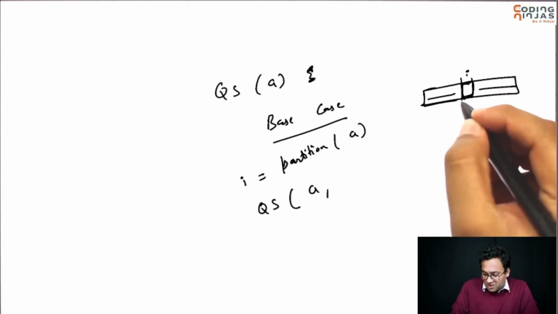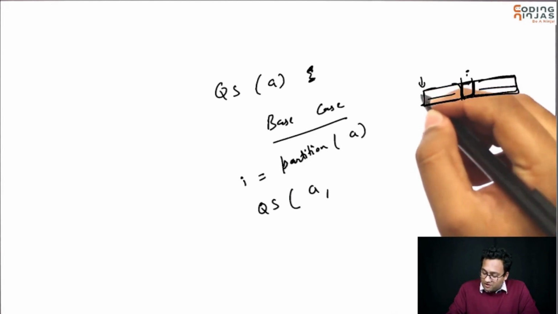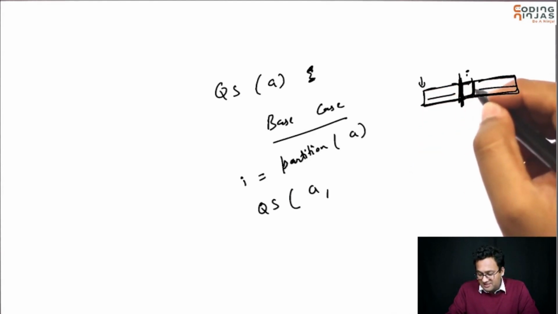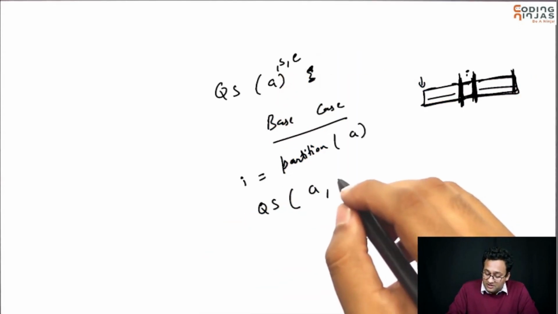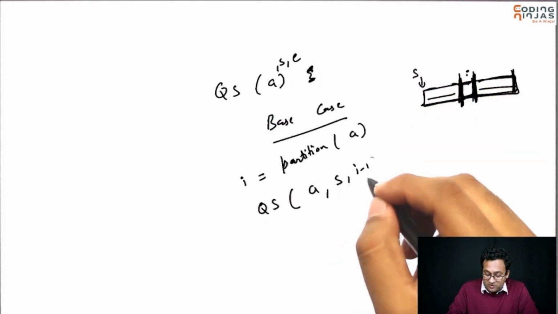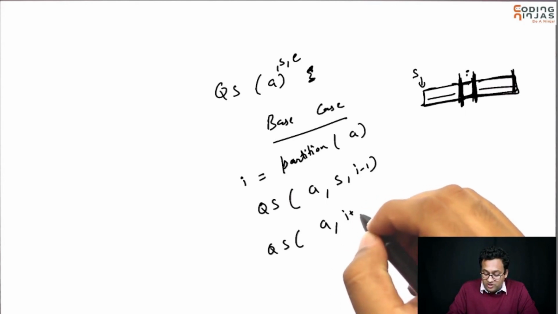Otherwise, you'll have to make a copy of this part and this part. I don't want to make a copy, so for this part, I'm going to say from the start go till here. For this part, I'll say from here go till the end. So I'm going to get a start index and an end index. The first half will go from start till I minus 1. Then I'll call quicksort on the second part, which will go from I plus 1 till the end.